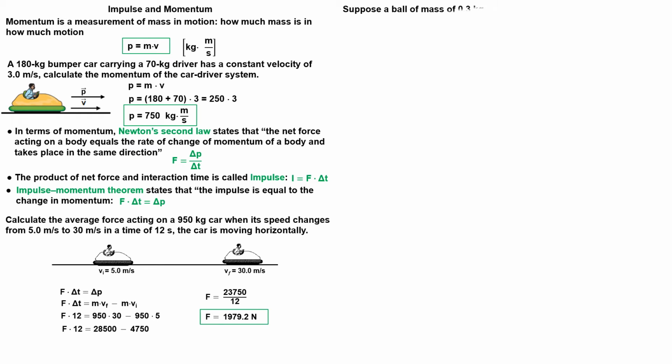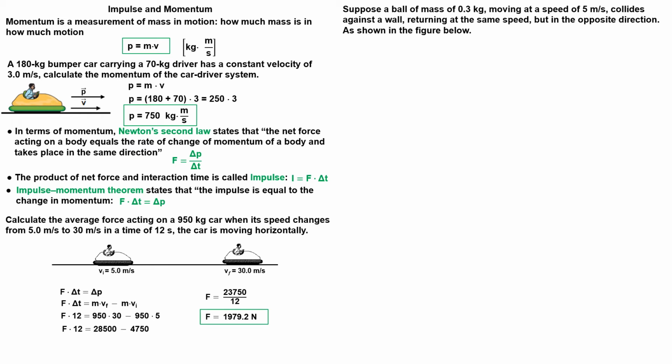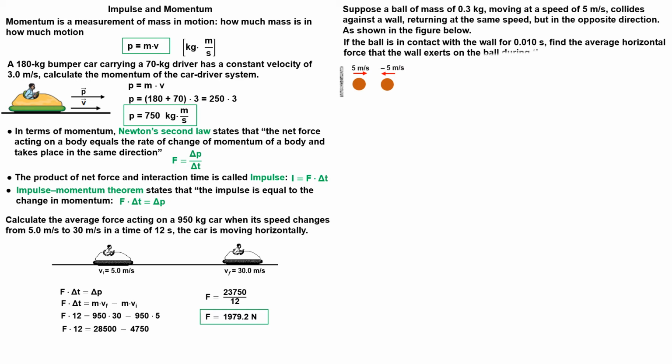Suppose a ball of mass 0.3 kilograms moving at a speed of 5 meters per second collides against a wall, returning at the same speed, but in the opposite direction, as shown in the figure below. If the ball is in contact with the wall for 0.010 seconds, find the average horizontal force that the wall exerts on the ball during the impact. The motion is purely horizontal.